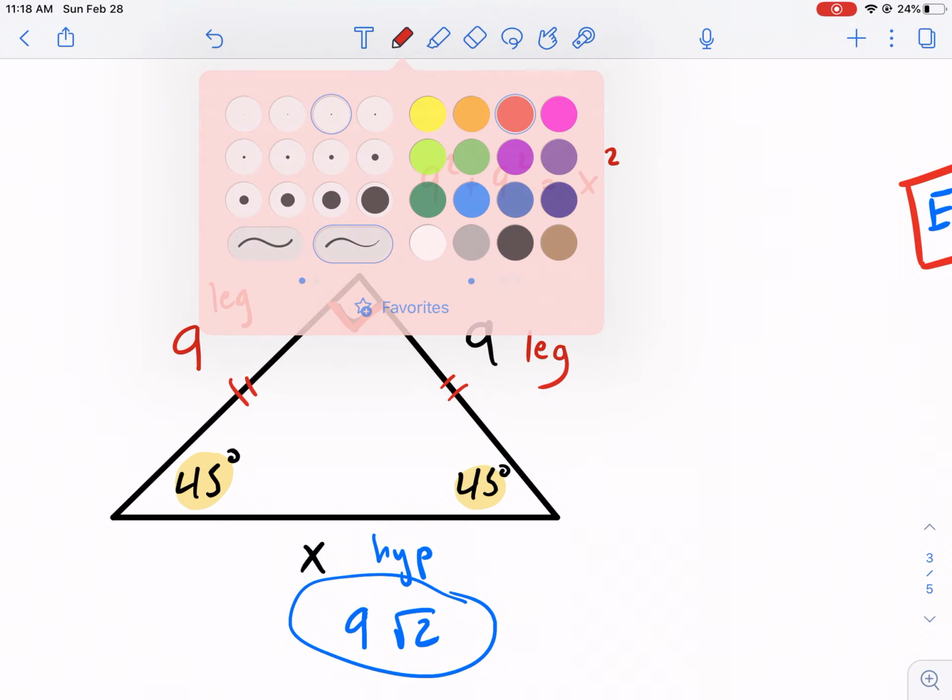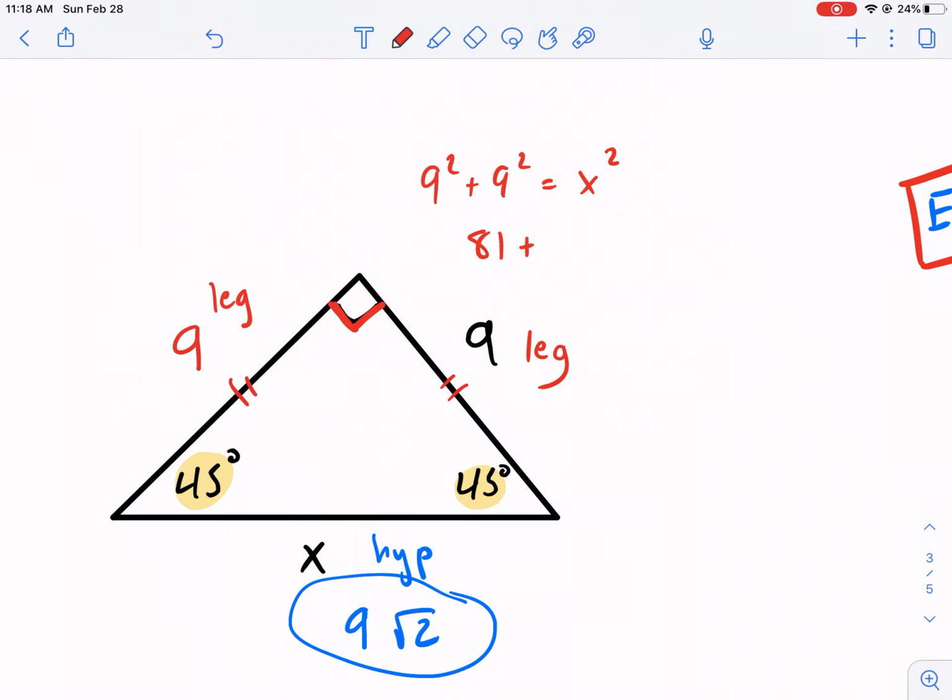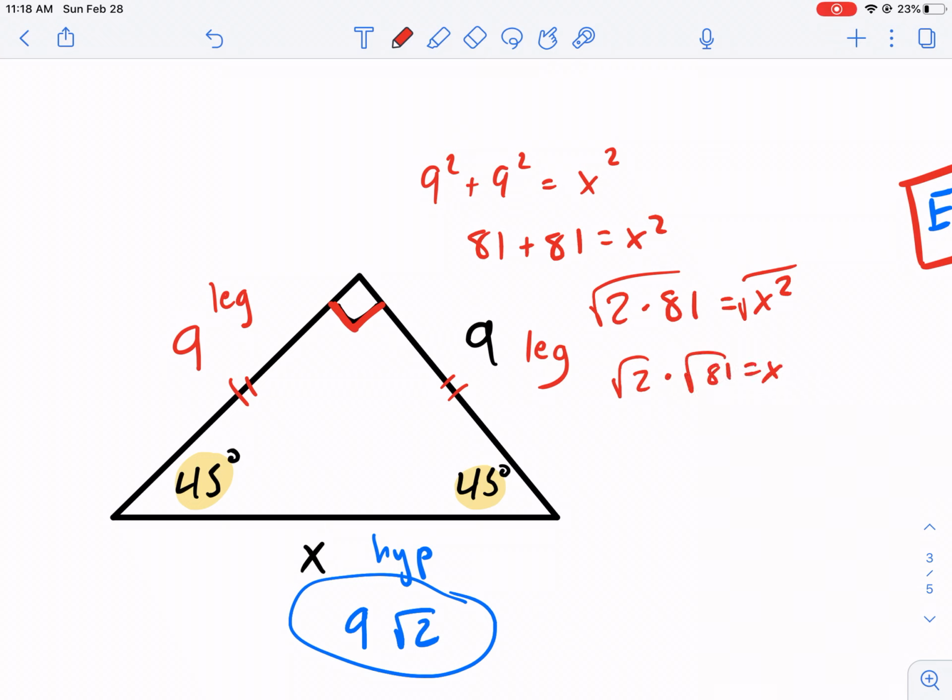Just so you are aware, if this was 81 plus 81 equals x squared, and I wanted to get the same thing, here I could rewrite this as 2 times 81 equals x squared. Here I would take the square root of both sides. I would have the square root of 2 times the square root of 81 equals x, and the square root of 81 I know is 9, times radical 2 equals x, 9 radical 2.